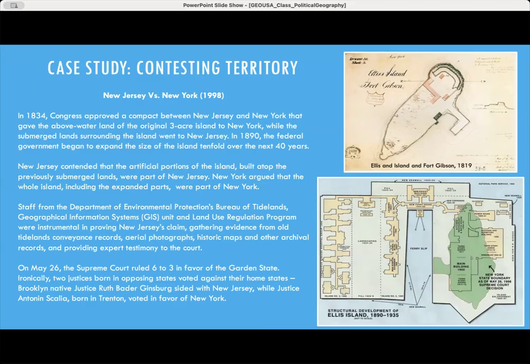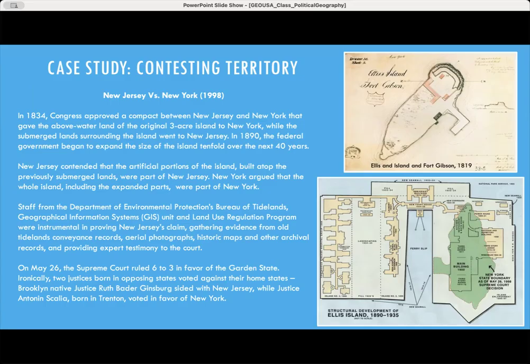And this stems from a court case. So let's go back to 1834, when Congress approves this compact, or this treaty, between New Jersey and New York that gives all of the above-water land, right? So the land above sea level, of the original 3 acre island to New York.